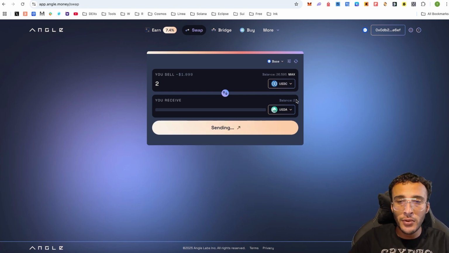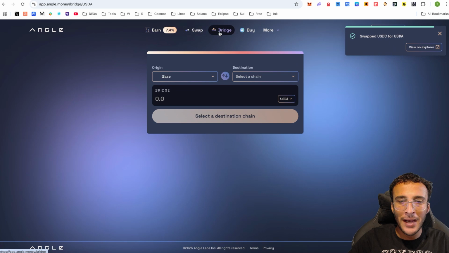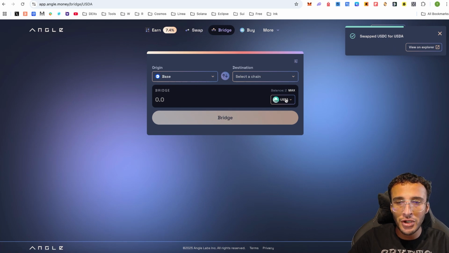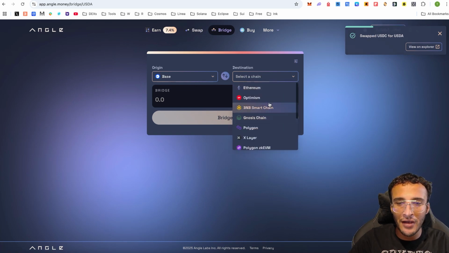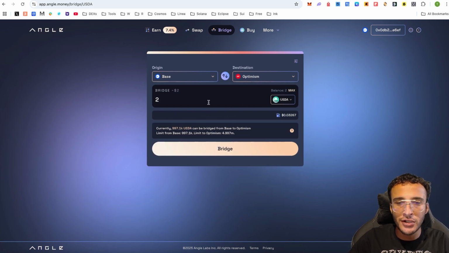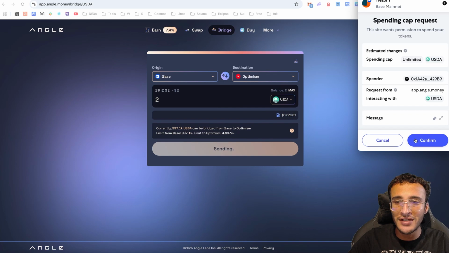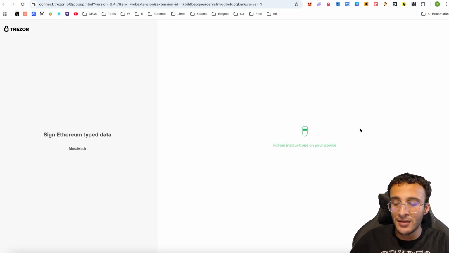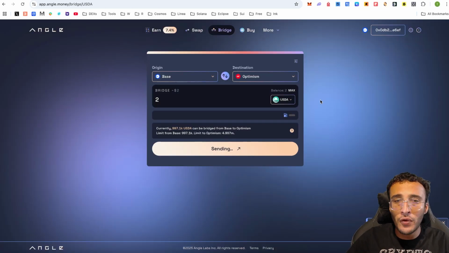Now, once we've got our USDA, which we can see we've got 2, we can head back over to the bridge. We're now going to choose our USDA tokens to bridge over to any other compatible network. It could be Optimism, for example. Next, I'm just going to choose the maximum amount, and I'm now going to click bridge, which is going to cost 3 cents in fees. Very nice and simple. Ladies and gentlemen, that is our 4th application.